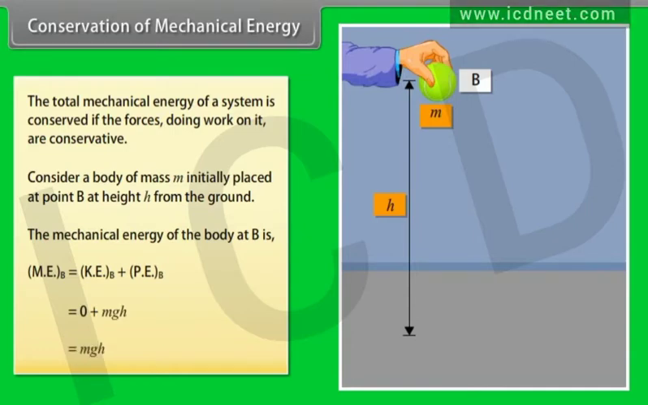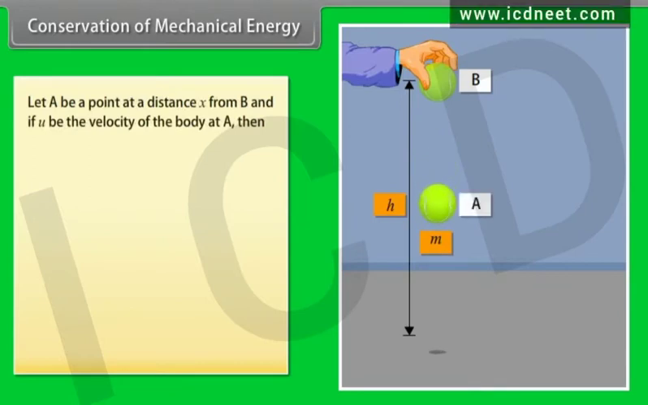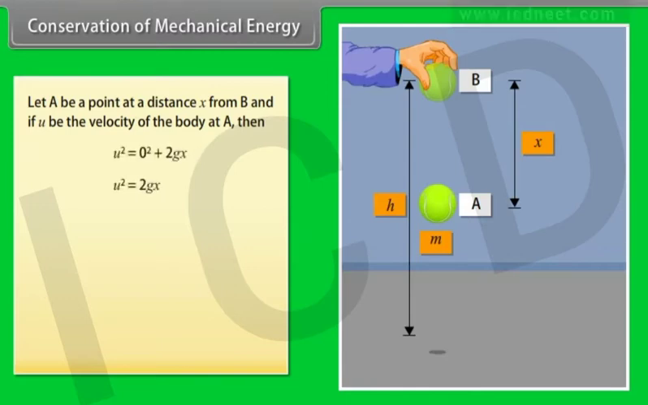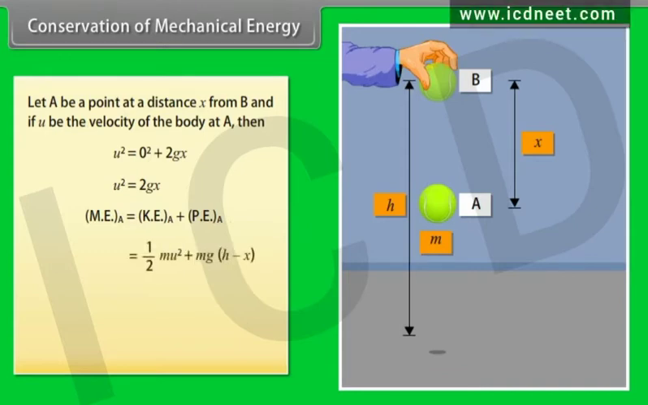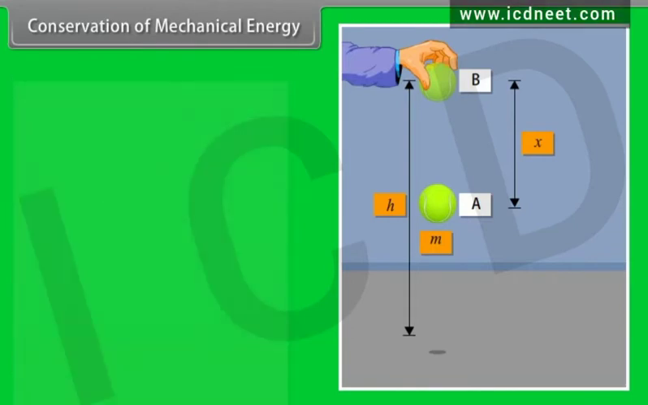This is equal to mgh. Let A be a point at a distance x from B, and if u is the velocity of the body at A, then u squared is equal to 2gx. The mechanical energy of the body at A is equal to the kinetic energy of the body at A plus the potential energy of the body at A. By calculating it, we get the mechanical energy of the body at A is mgh.